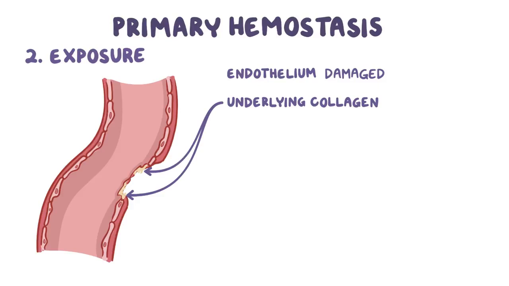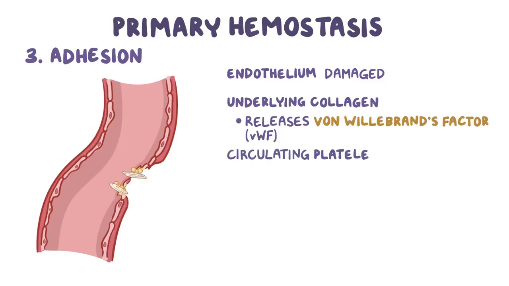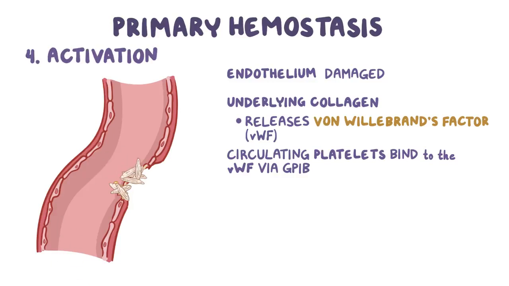The underlying collagen and the endothelial cells then release a protein called von Willebrand's factor, or VWF, that binds to this collagen. The third step is adhesion, where circulating platelets bind to the VWF via a surface protein called GPIB. The fourth step is activation, where platelets become active after binding to VWF.